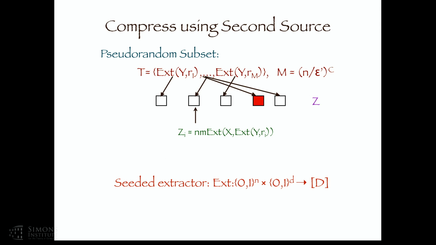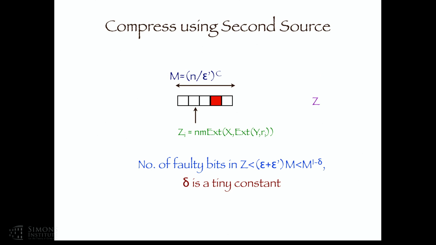So to get the string, you don't actually have to run all the non-malleable extractors. All you have to do is use the seeded extractor with the second source to choose the seeds and then run the non-malleable extractor on them. So now we end up with a source which is poly n in size. And the number of faulty bits, with a calculation you can show, is little o of m. So it's actually m to the power 0.99, for some delta. And why is this the case?